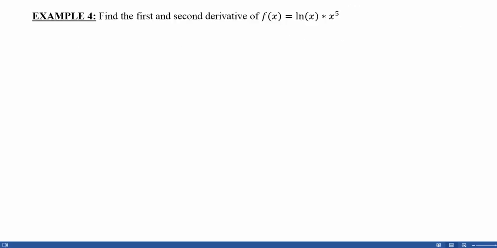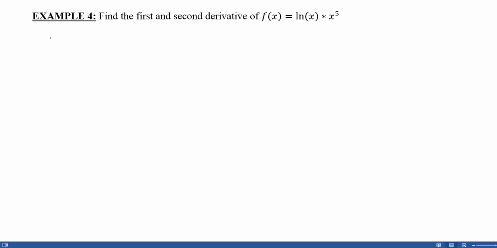Example 4. Find the first and second derivative of f of x equals ln x times x to the fifth. So like before, if we want to find the second derivative of a function, we need to apply the rules that we know about derivatives to the first derivative of the function. So in this case, we'll start with the first derivative and then use that to find the second derivative.